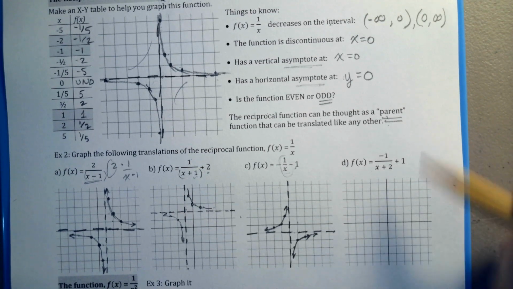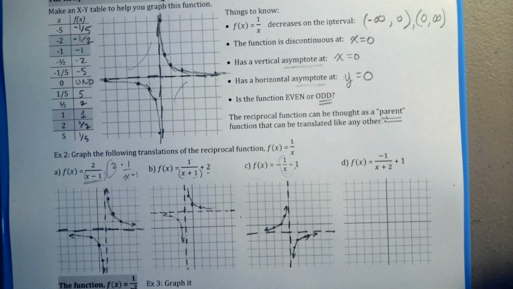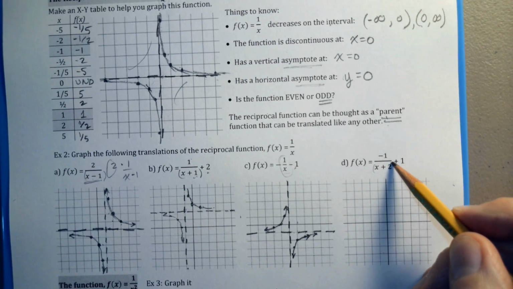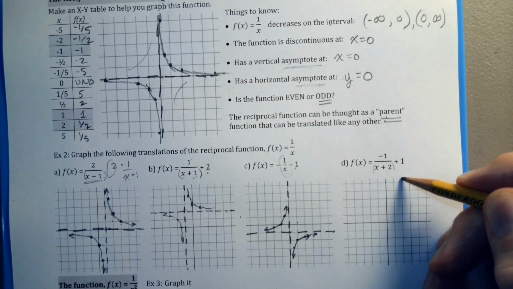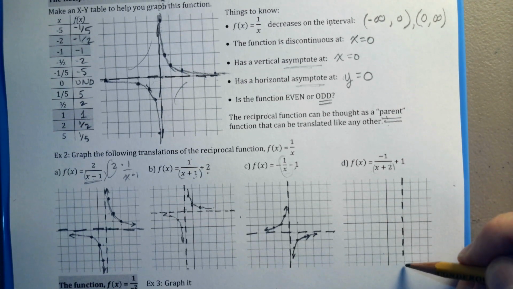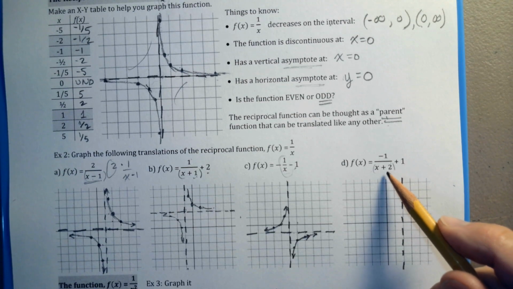Think about where the asymptotes are. That'll help us guide where this is going to go. X plus 2, so that's going to shift to the right 2. Vertical asymptote's going to be here. You could also think of it like, all right, what x value makes this undefined?